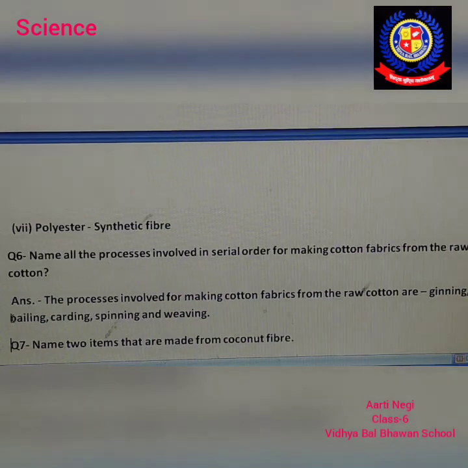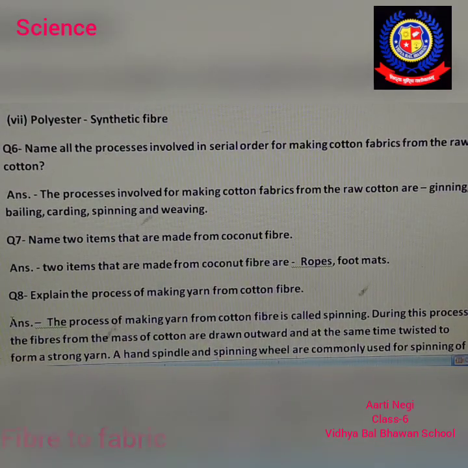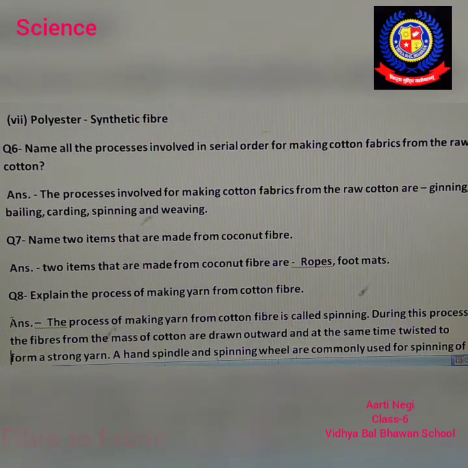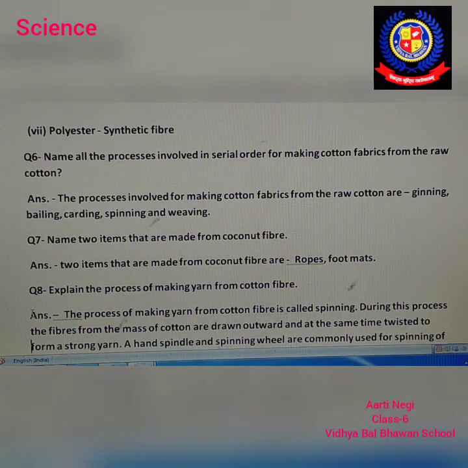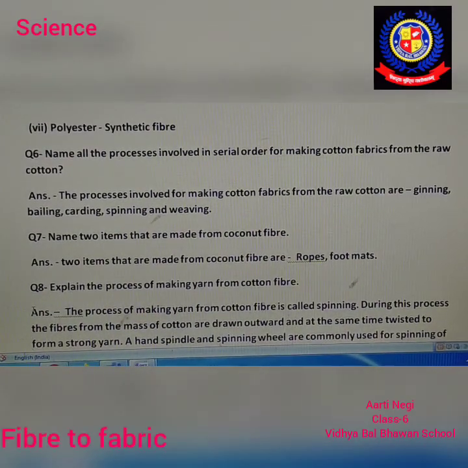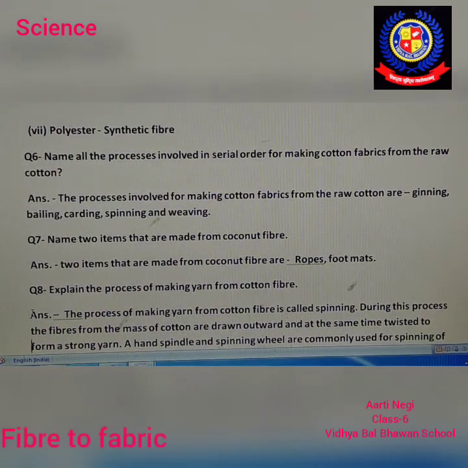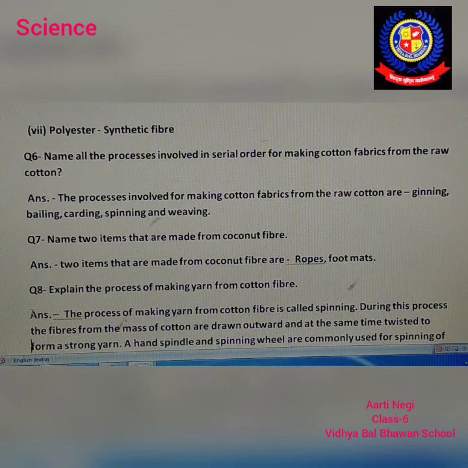Name all the processes involved in serial order for making cotton fabrics from the raw cotton. Okay, you have to write down all the names of the processes here in a sequential manner. So the processes involved for making cotton fabrics from the raw cotton are ginning. The first one is ginning, means taking out seeds from the cotton lint, or you can say cotton fiber.